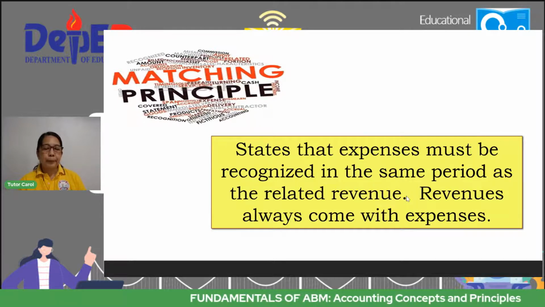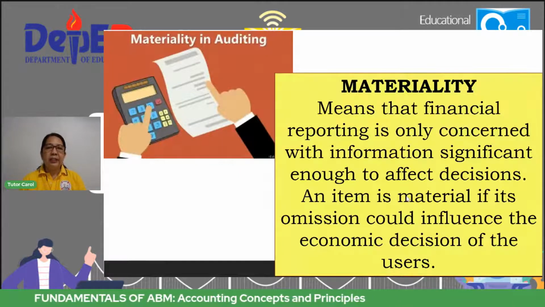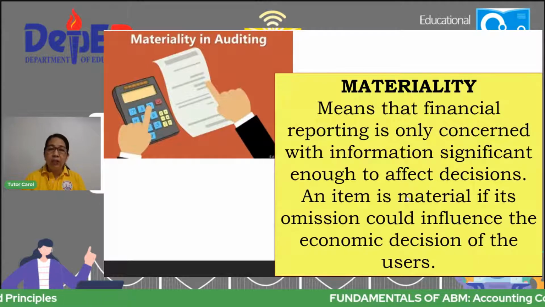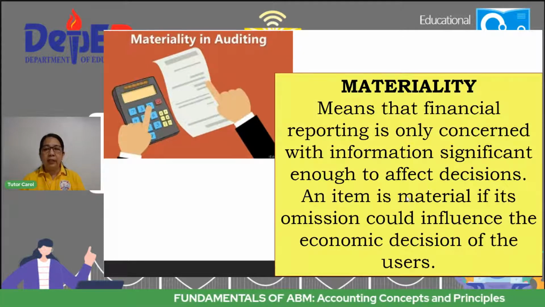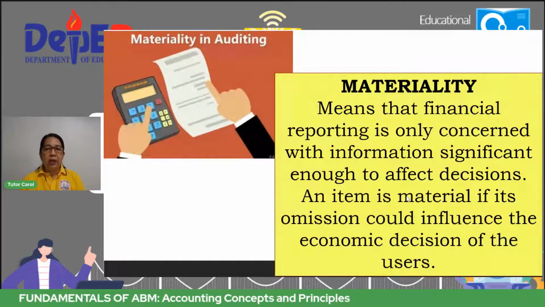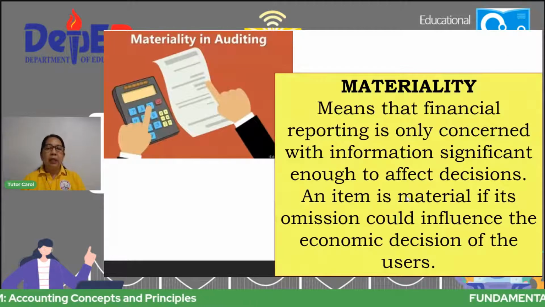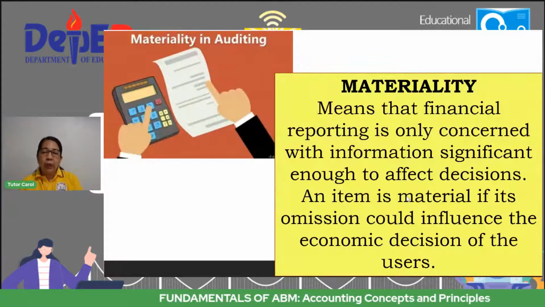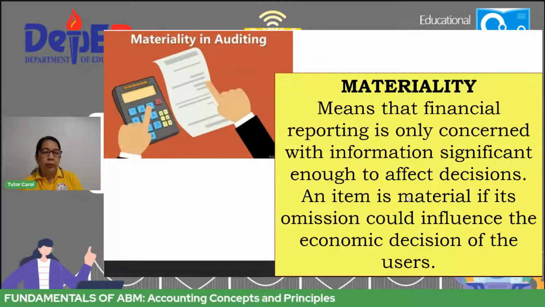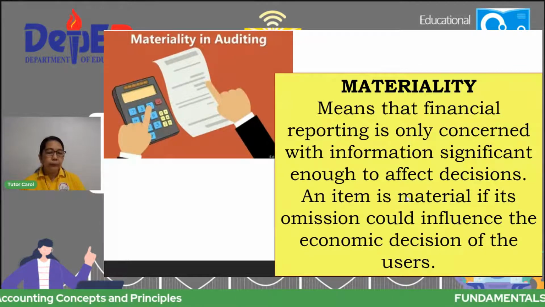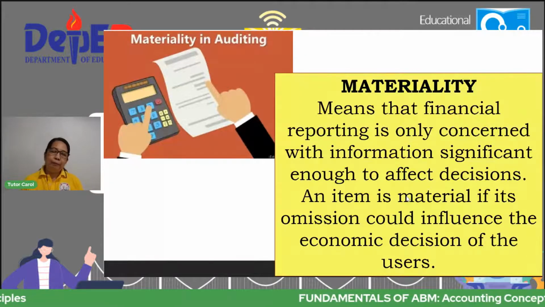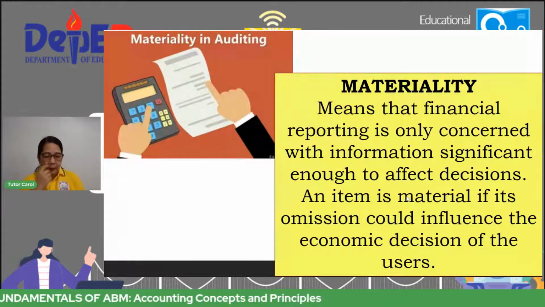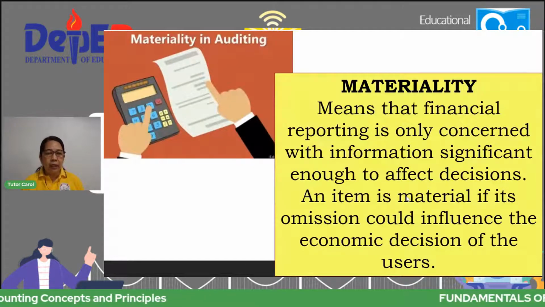Okay, next. We have materiality. Materiality means that financial reporting is only concerned with information significant enough to affect decisions. An item is material if its omission could influence the economic decision of the users. So anong sinasabi nito? Yung mga importante ang dapat nating nire-record. Like for example, yung maliit na paper clip. Pag nawala yan, parang okay na lang. Hindi mo na siya hanapin. Nawala. Maliit na bagay eh.